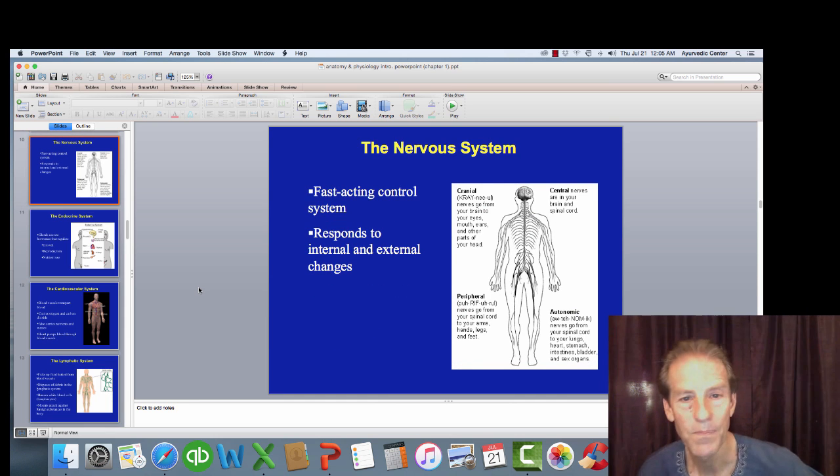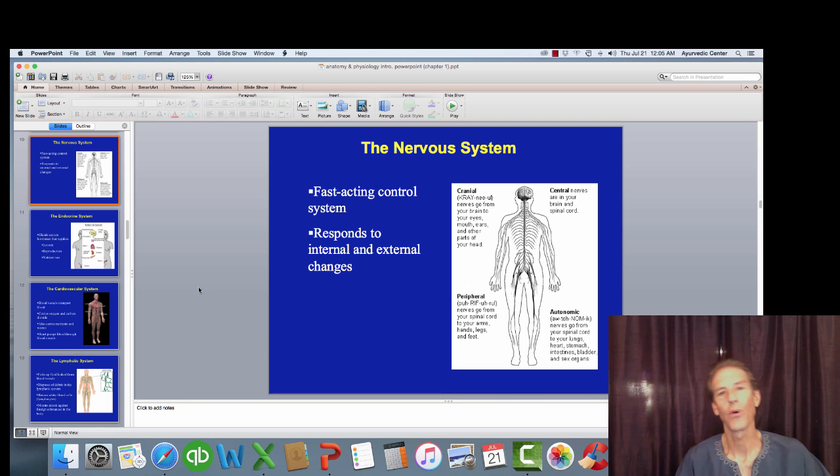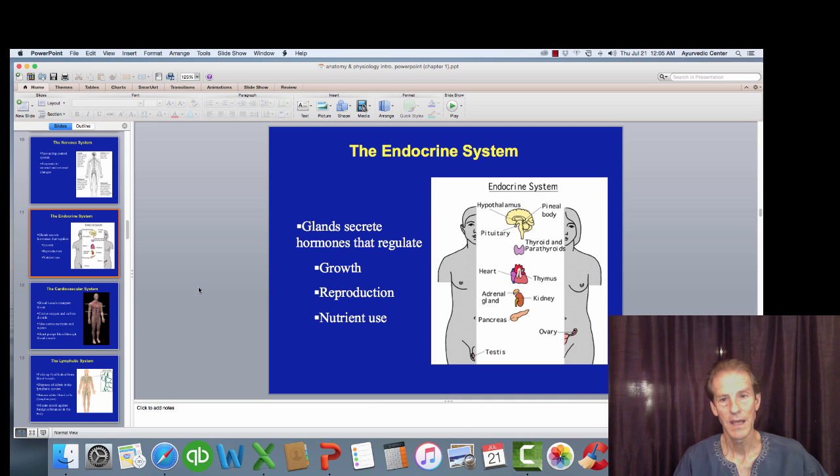The nervous system is a fast-acting control system. It responds to internal and external changes. It's composed of the cranial nerves, the peripheral nerves, central nerves, and the autonomic nervous system. The endocrine system is a series of glands whose secretions go into the bloodstream, into the cerebrospinal fluid, and they change the function of specific tissue beds.